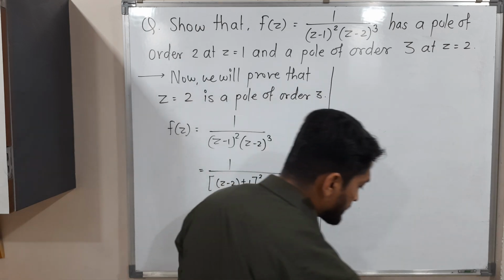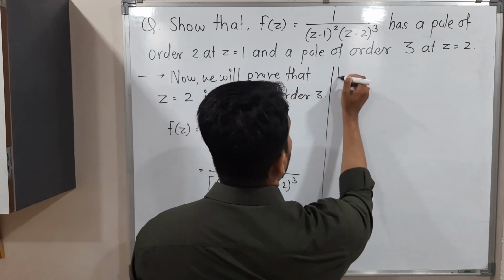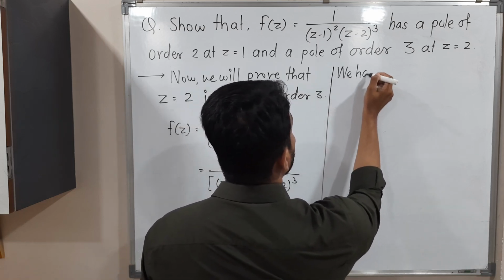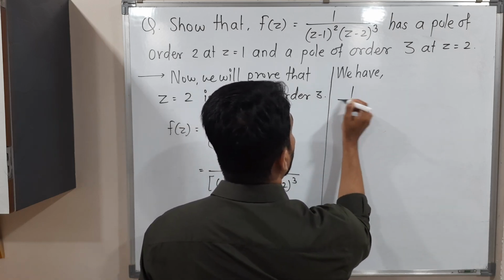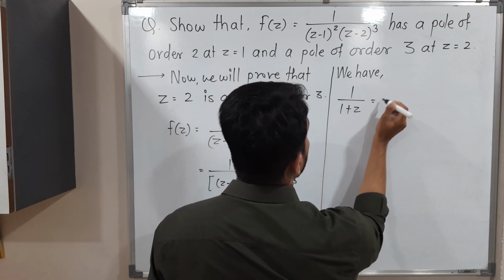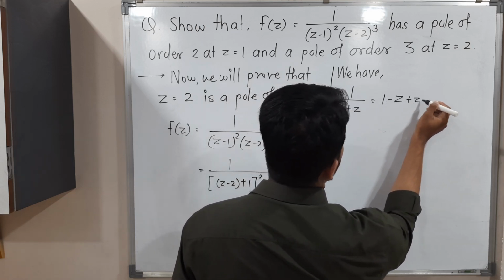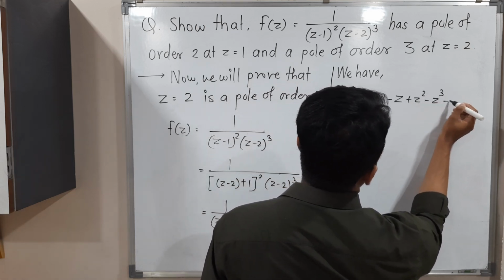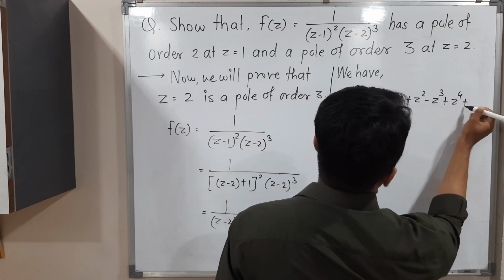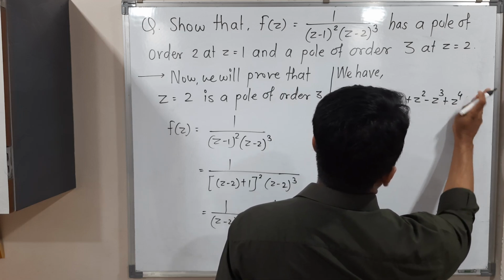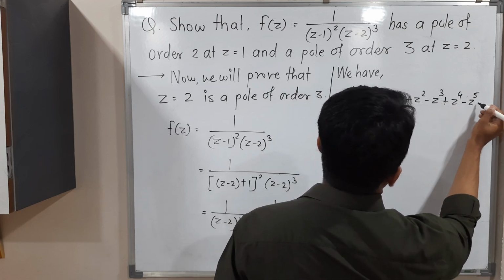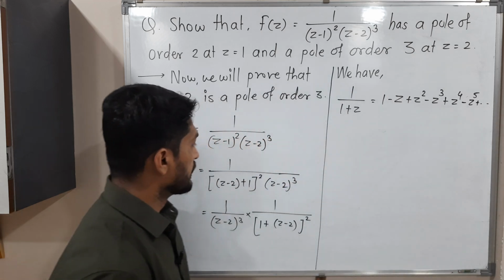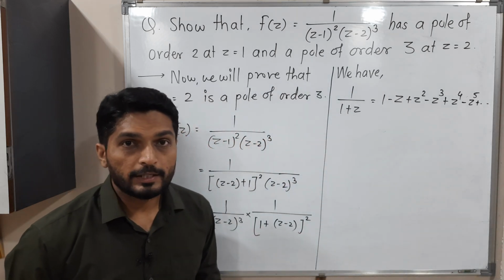I will write the series which we have. We have 1 upon 1 plus z is 1 minus z plus z square minus z cube plus z raised to 4 minus z raised to 5 and so on. Okay, see, we want a bracket square, so that's why what will I do?